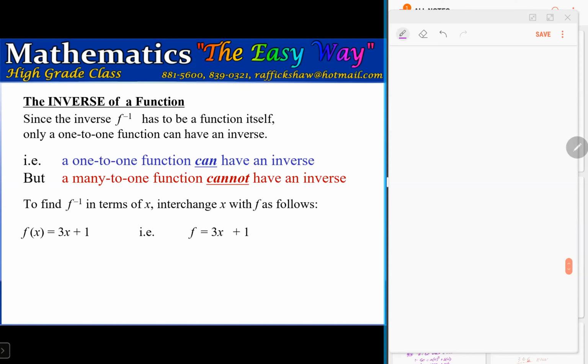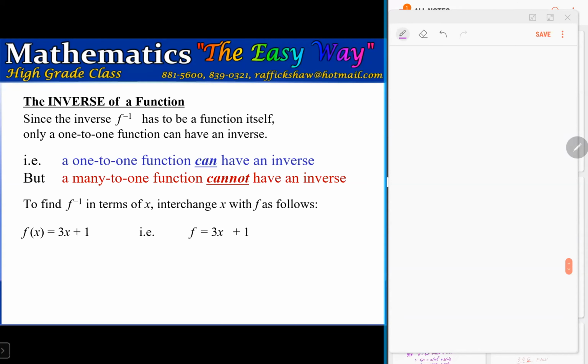A lot of teachers teach the inverse function that way. They call the f y, and then they interchange the x and the y, and then they solve to make y the subject. I know that's how they teach it in school. But what I've found in the past is that students, when they call the f y and also call the g function y, end up mixing up the two of them.